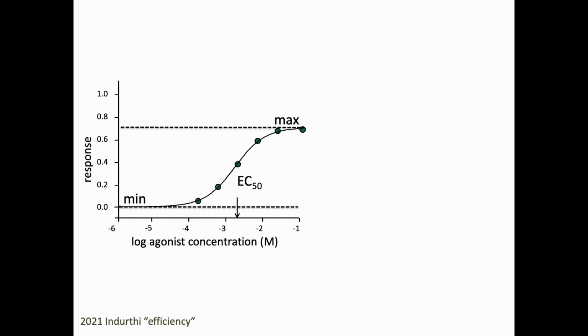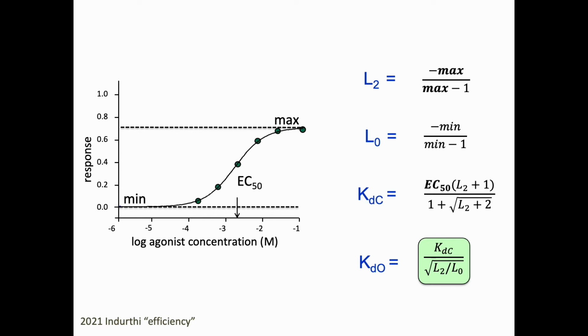And it turns out you can relate these three parameters to all four equilibrium constants using the green equation. I won't go through these equations here, but you can get all the four equilibrium constants of the cycle from these equations shown at the right. This is for a receptor with two equivalent binding sites.